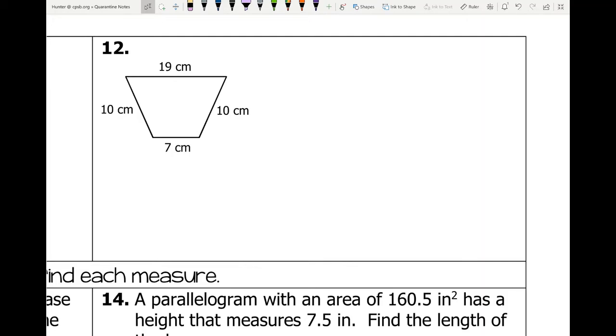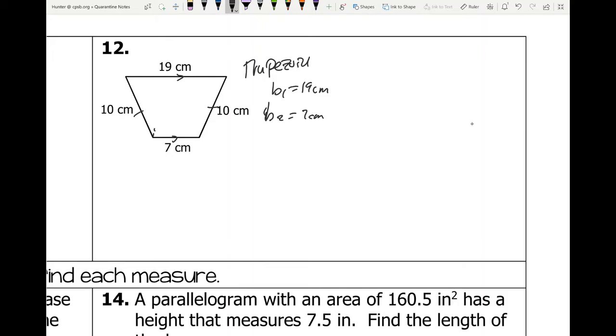I have a trapezoid. These 2 are parallel, and these 2 are congruent. Look at that. So it's actually an isosceles trapezoid. My B1, I'm going to let be 19 centimeters. B2, I'm going to let be 7 centimeters. So we're trying to find our height, though.